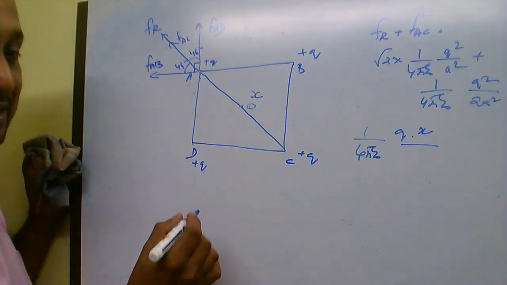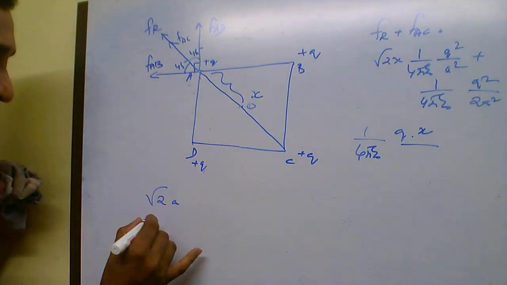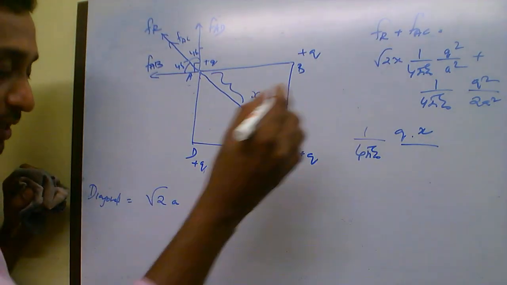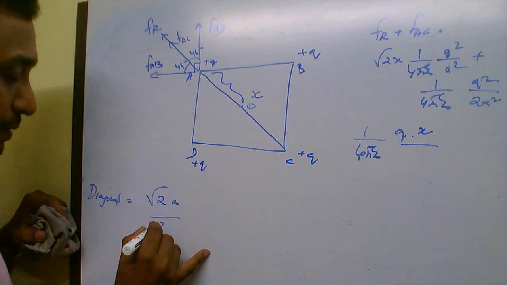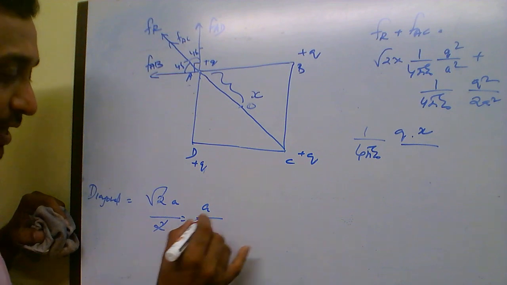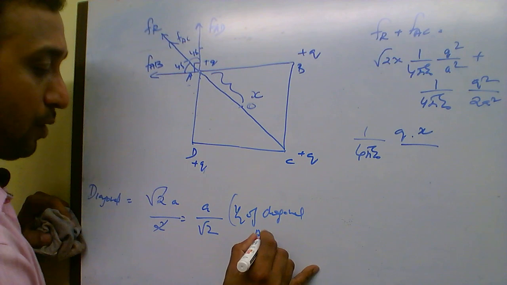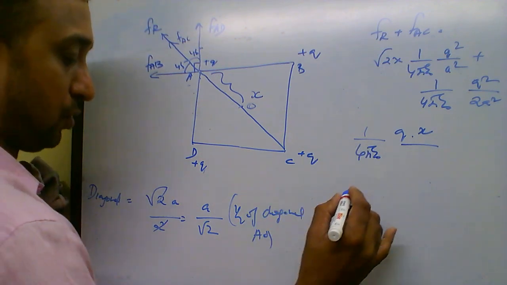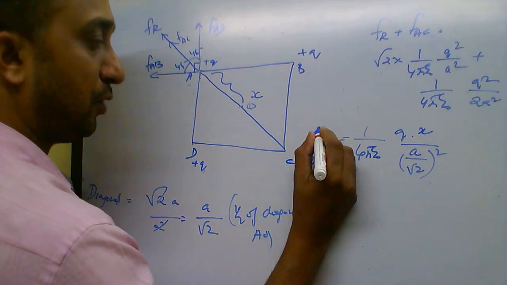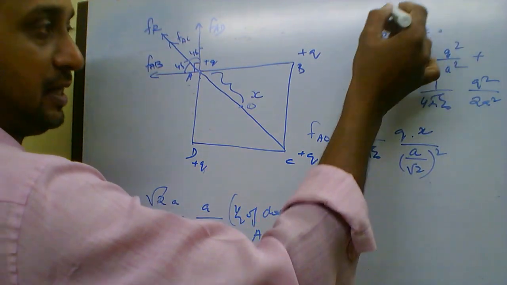The distance is half of the diagonal. So the diagonal is root 2 times A, the length of the diagonal, as we got in the other equation. Its half will be root 2 times A by 2, so the root 2 gets cancelled, and you have A by root 2 as half of the diagonal, that is AO. So here you place AO, so it will be A by root 2 the whole squared. So this is the force on A due to the charge kept at O. This force of attraction should balance these two forces.